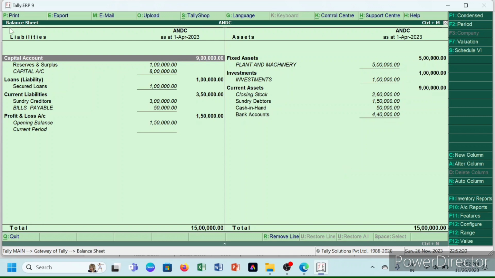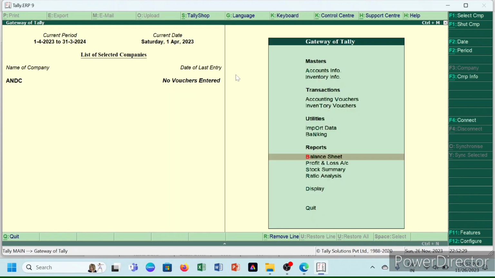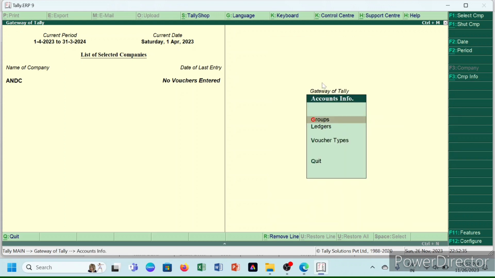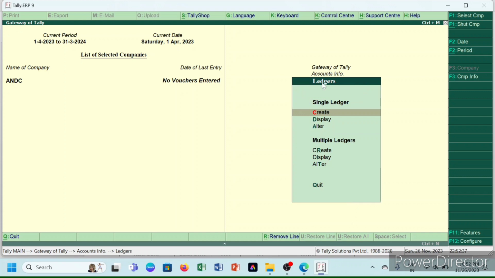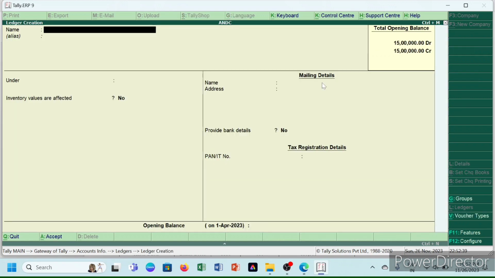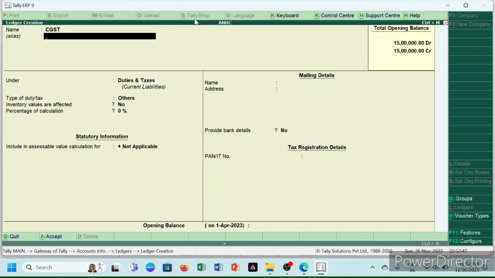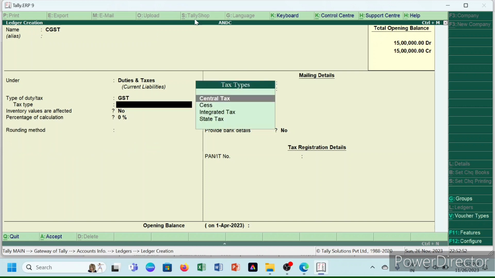Let's move on. We'll prepare 3 more accounts for GST purpose. I will go to accounts, ledgers, create, then CGST account. This will come under duties and taxes. It is a type of duty, it will be GST. Tax type, since it's CGST, central tax.